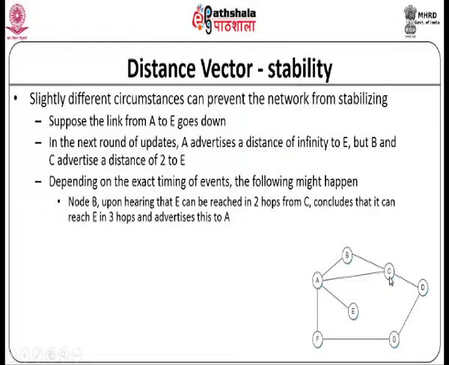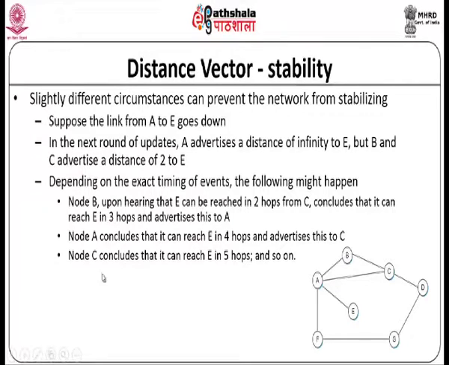So it thinks it can reach E through C in 2 hops and sends that information to A. So now A will conclude that it can reach E in 4 hops and it will advertise that to C. So you can see that there is a kind of circular thing happening over here. Node C now will conclude that it can reach E in 5 hops, and the process will continue like this. So B now will think it can reach in 6 hops, A now will think it can reach it in 6 or 7 hops, and the whole process will continue.